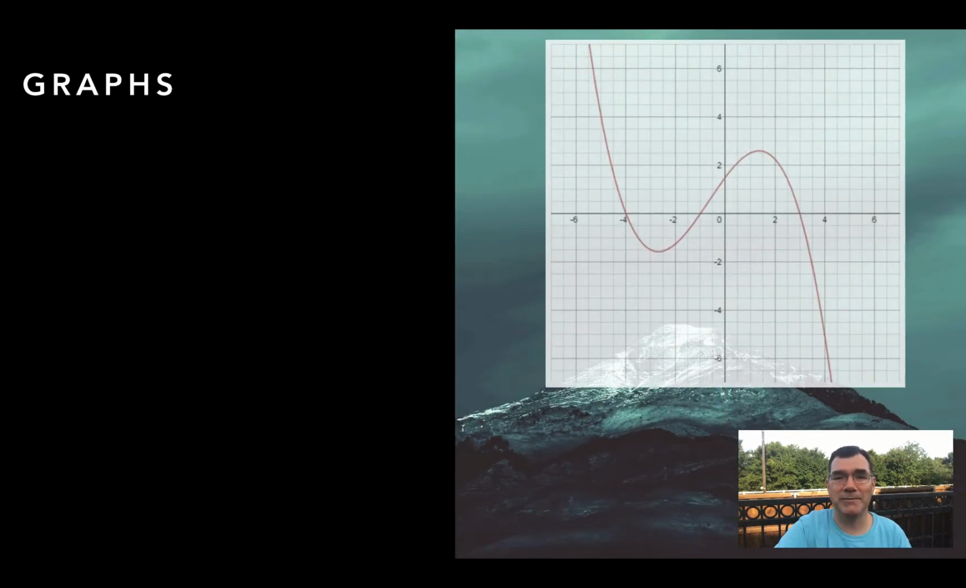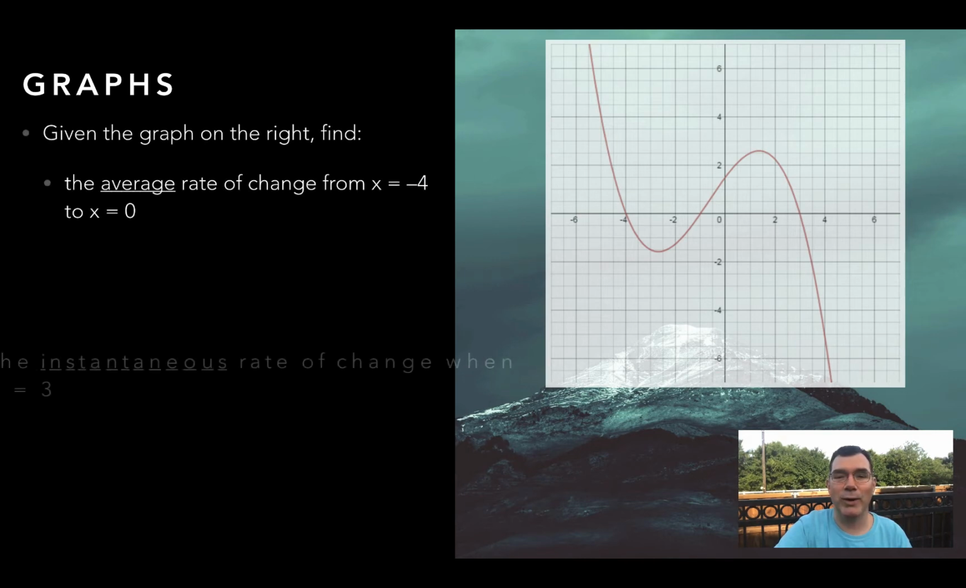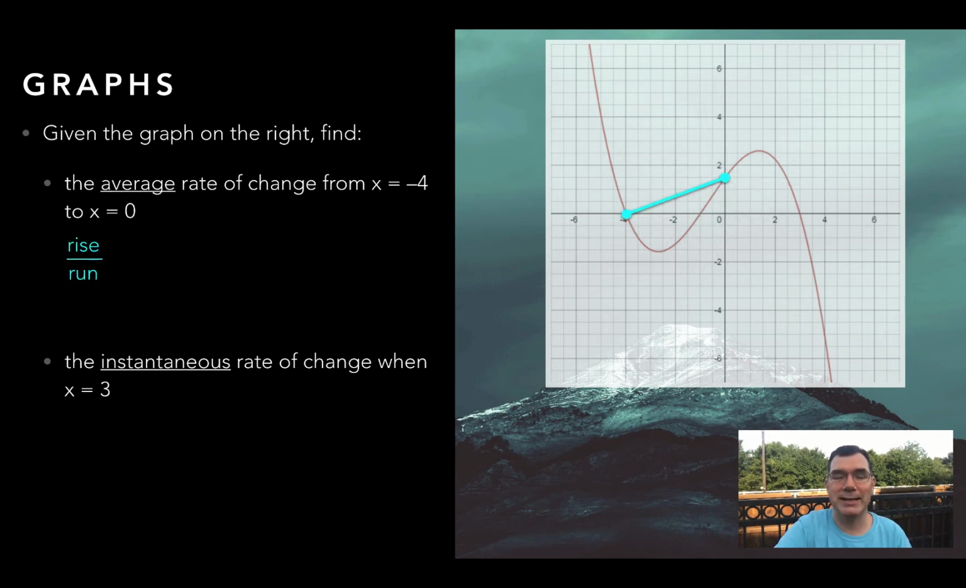Another way I can be asked to find those same two things is by looking at a graph. So let's say I have the graph and I don't have an actual function for it, I'm just given the graph. So if I wanted the average rate of change from, say, x equals negative 4 to x equals 0, what I would do is graph a secant line there, and I would find the rise over run for that secant line segment. And if I do that, I get a rise of 1.5 and a run of 4. And that gets me 1.5 over 4, which is 3 over 8. So the slope of the secant line would be 3/8.